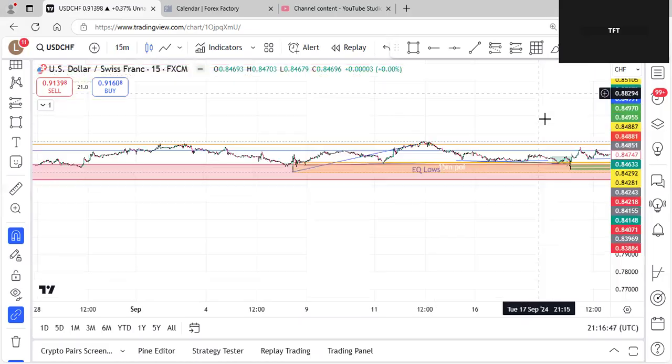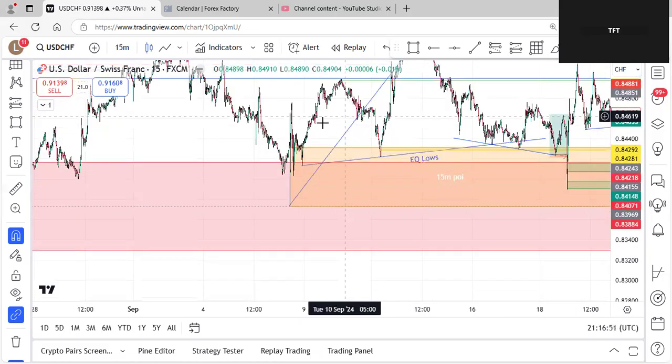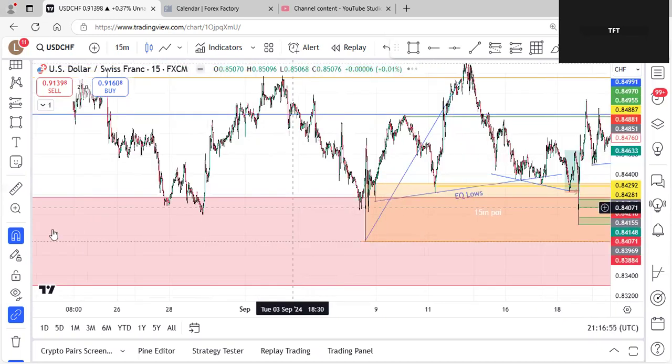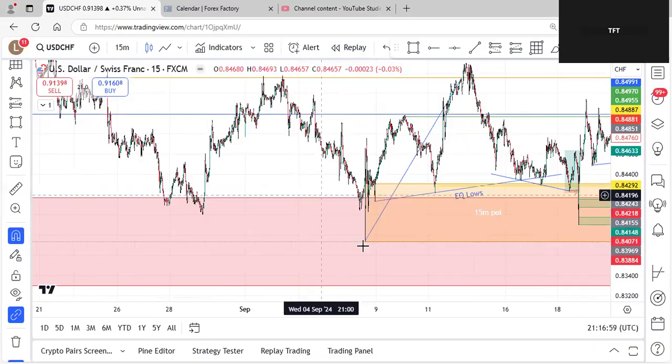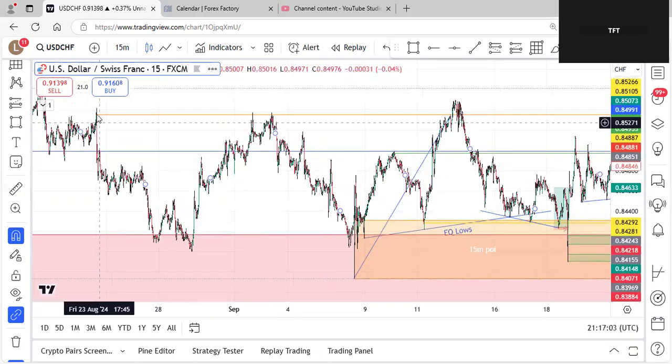It's similar to what I was saying on the CAD CHFs, to be fair. Obviously, the same pair, apart from it's not CAD, it's USD. So it comes back into the lower zone that I had marked, which would have been a 4-hour point of interest, fills an imbalance, and then it starts breaking highs.